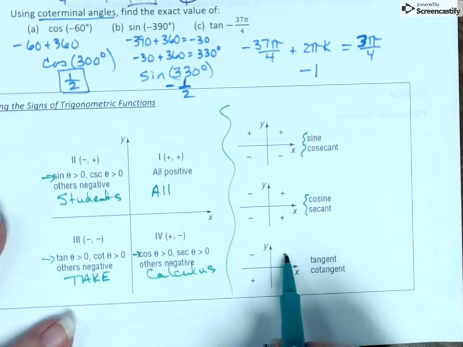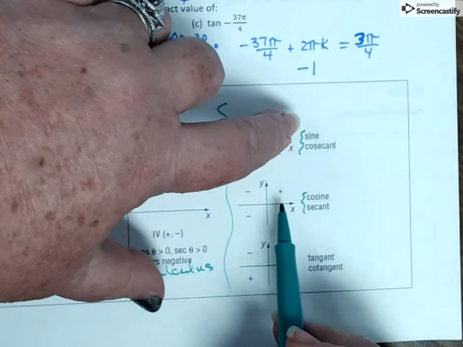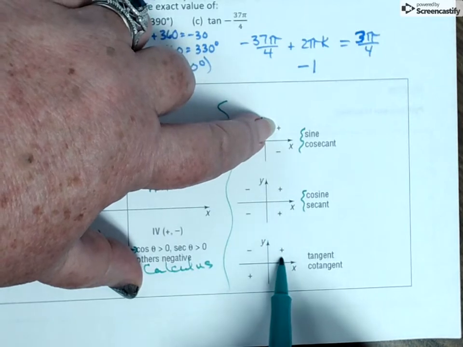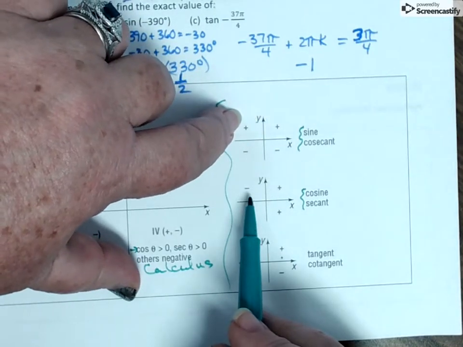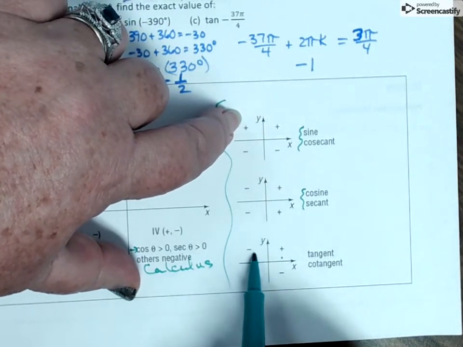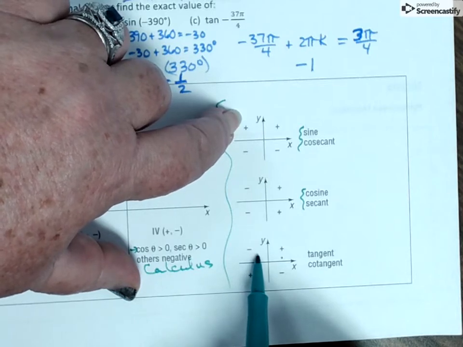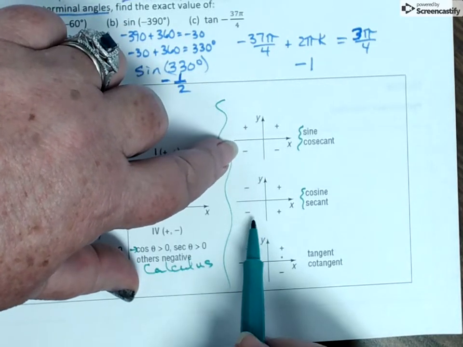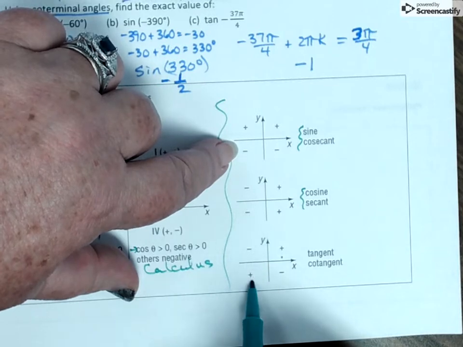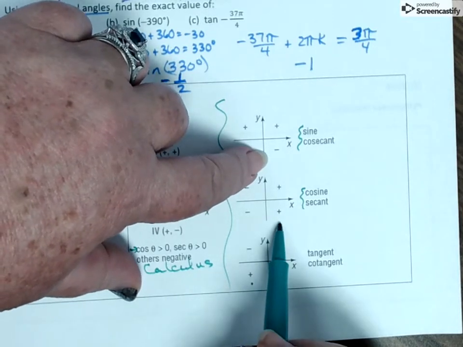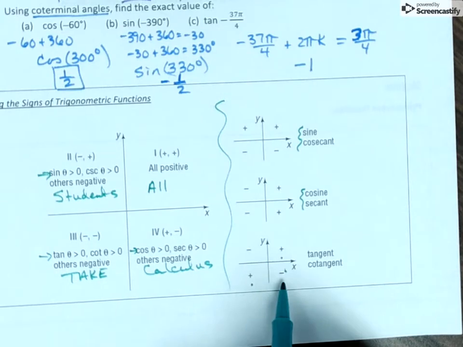Tangent, however, went positive, negative, positive, negative. That's because you'll notice these two are the same, and that would make a positive answer. These two, one of each, make a negative answer, because remember, tangent is sine divided by cosine. In this quadrant, they're both the same, making a positive answer. And in this quadrant, they're different, making a negative answer. So once again, this is just another way of remembering which quadrants are positive and which are negative.